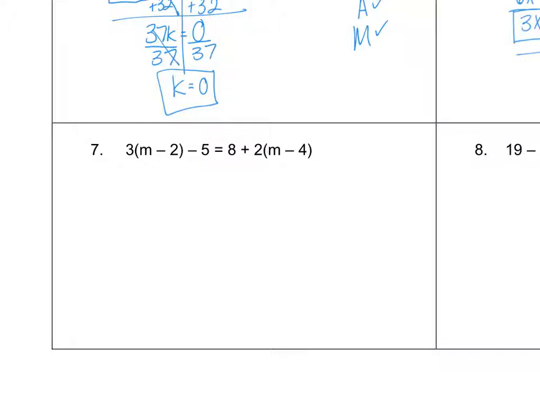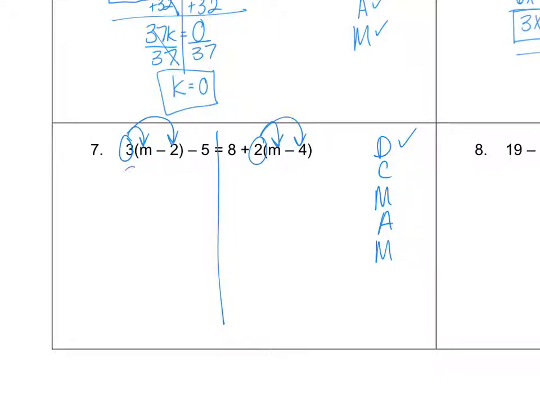Okay. Number 7, don't call me after midnight and draw the line. Can I distribute? Yes, I see parentheses. We're going to have to do that twice. For our first one here, I have 3 times m gives me 3m. 3 times -2 gives me -6. And let's bring down that -5.